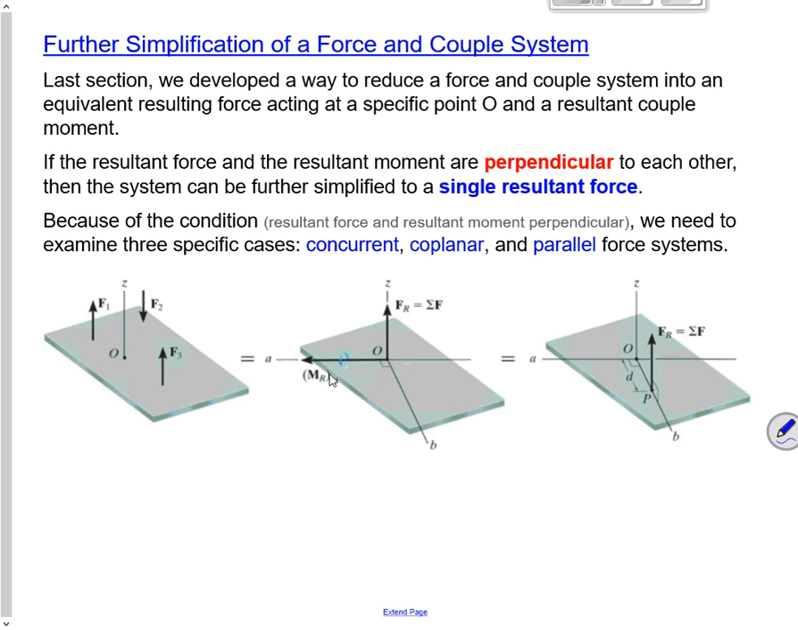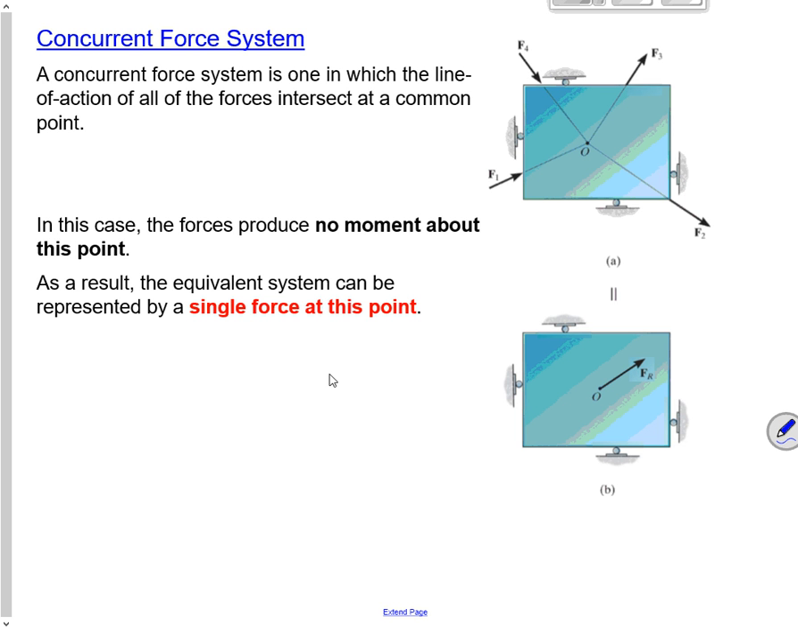Because of the condition, the resultant force and the resultant moment being perpendicular, we need to examine three different cases: concurrent, coplanar, and parallel force systems. If there's a concurrent force system, what that means is all these forces are concurrent at a single point. The line of action of every one of these forces passes through a single point. In that case, those forces produce no moment about that point. As a result, I can take all those forces and replace them with a single force located at that point, only at that point. If I try and put it at some other point, I'd have a moment involved.